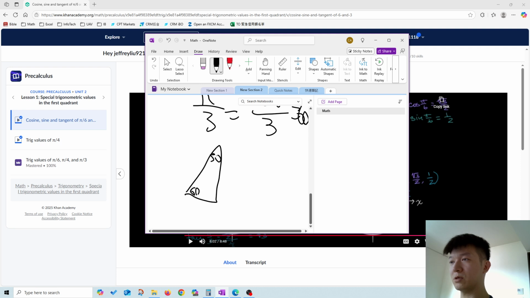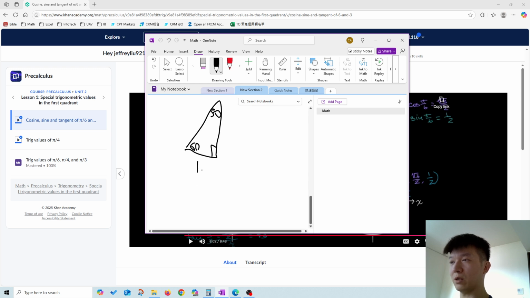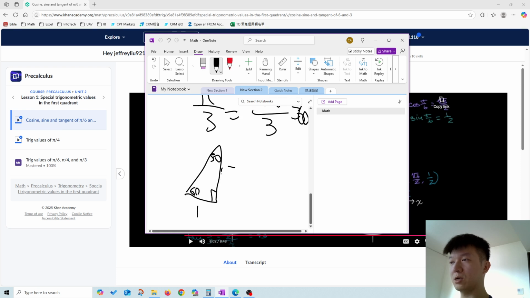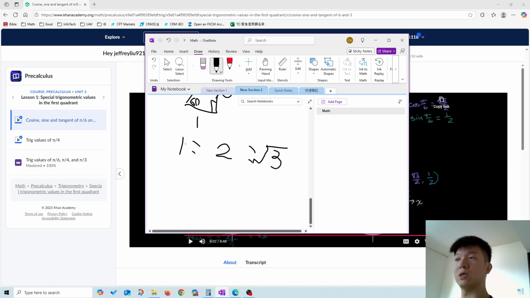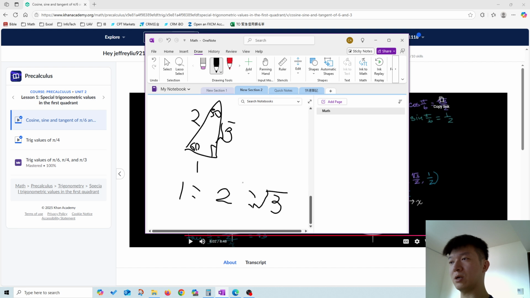All right, so if you have 60 degrees, you have 30 here, you have 90 here, so right across 30 is 1, right across 60 is square root of 3, and right across the 90 you have a 2. So 1 to 2 to square root of 3, this is what we remember, and in the middle you have the ratio for the hypotenuse.